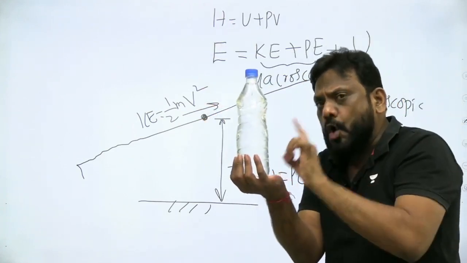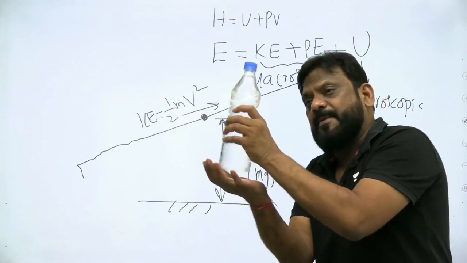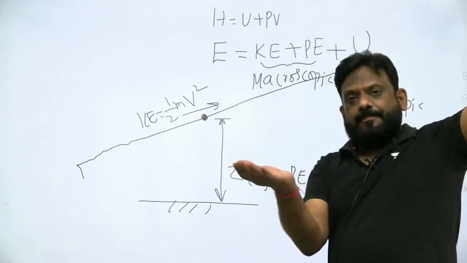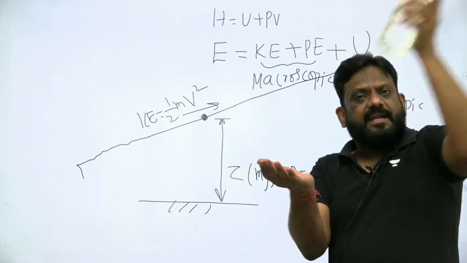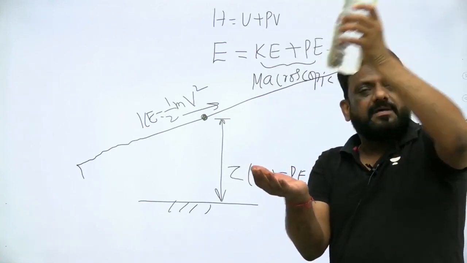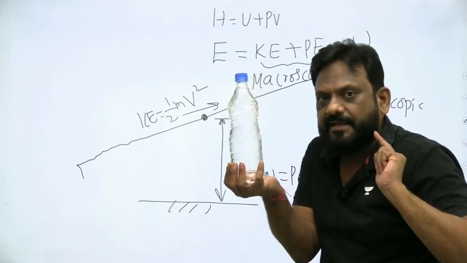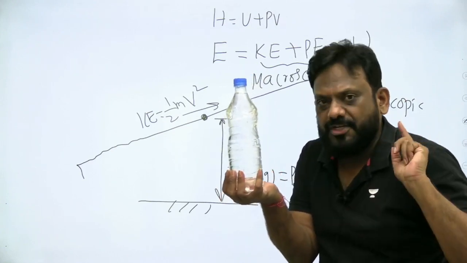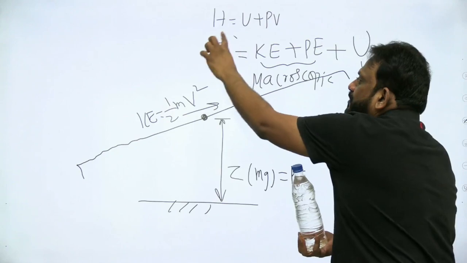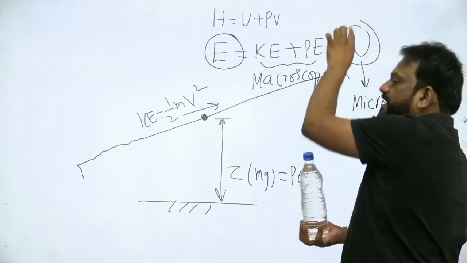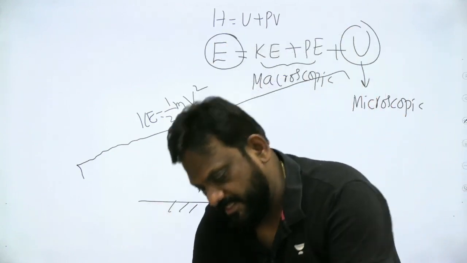So if it is a closed stationary system, unlike the previous case, in the previous case it was moving. So therefore it had gross kinetic energy, gross potential energy and there is internal energy. Now if it is stationary, there is no change in kinetic, there is no change in potential energy. Therefore, change in energy is only change in internal energy for a closed stationary system.